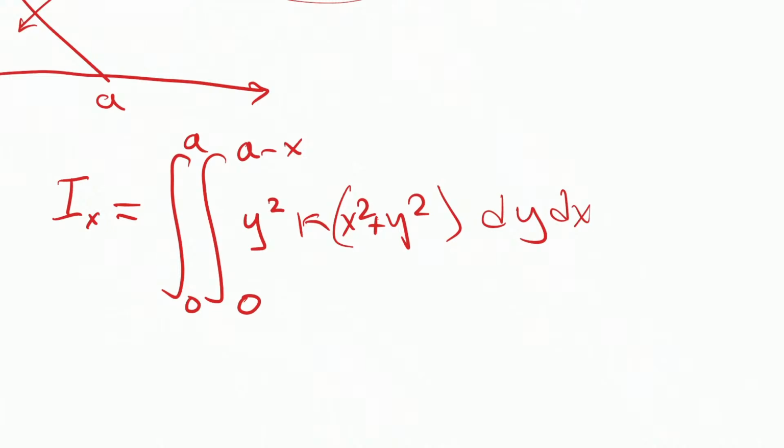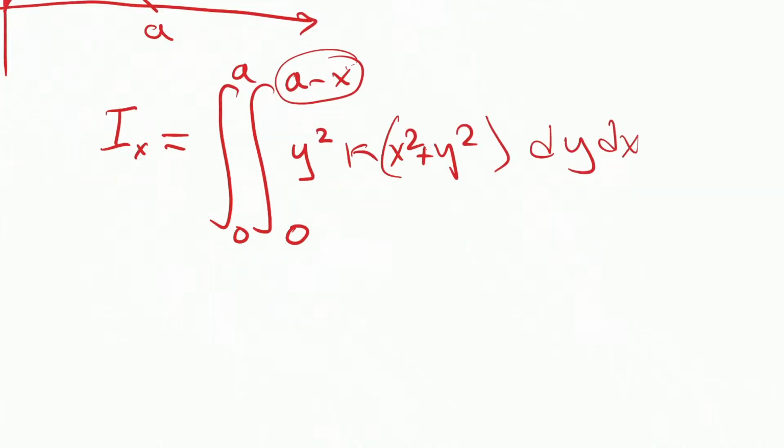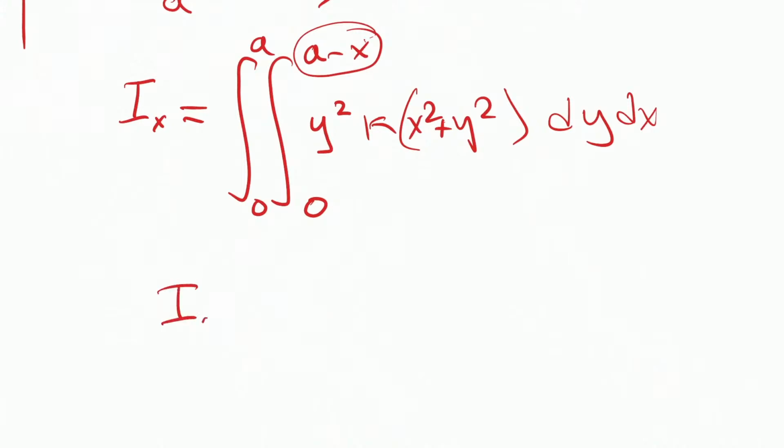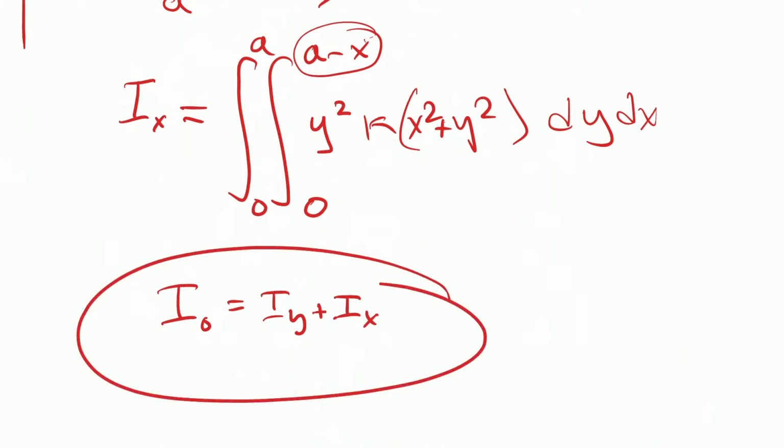And as you can imagine, that's going to cause a little bit of trouble with that upper limit, but persevere. And then if you want to do the moment about the origin, then you're just going to do those other two and add them together. And you'll get the moment about the origin. So really, these moments, they're just double integrals.